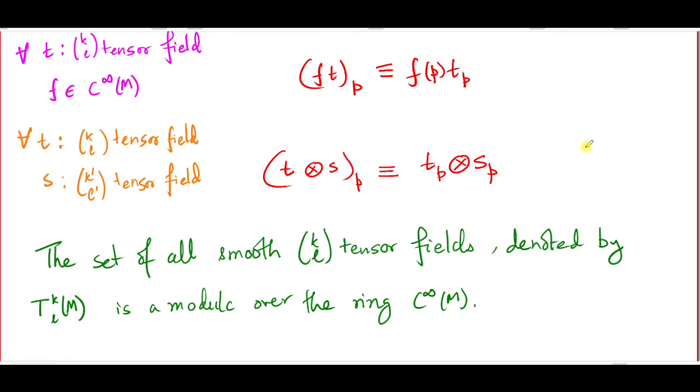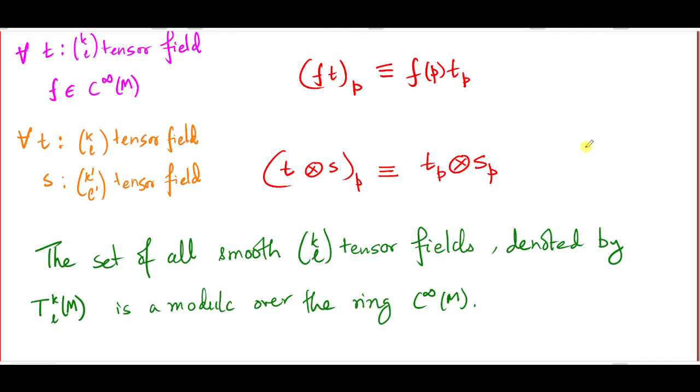Functions which vanish at one or more points in the domain cannot be divided by, despite the fact that they are not identically zero functions, which is what makes C infinity M a ring rather than a field. And so what you get when you take the set of all smooth (k,l) tensor fields and use those definitions above to form linear combinations is not really a vector space, because that requires the scalars to form an algebraic field. It is what is called a module. So the set T^k_l M of all smooth (k,l) tensor fields is a module over the ring C infinity M.